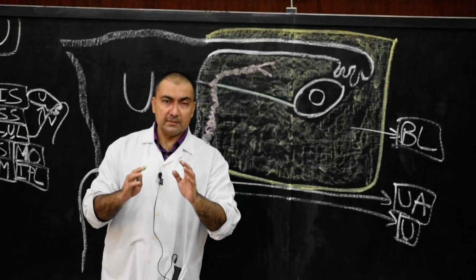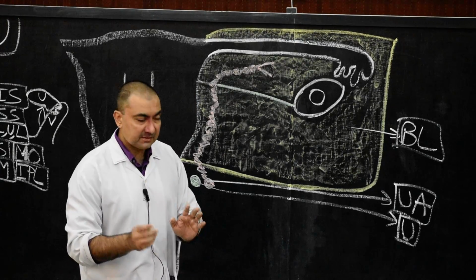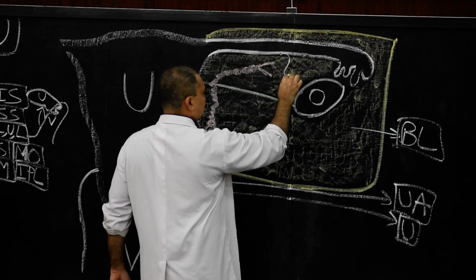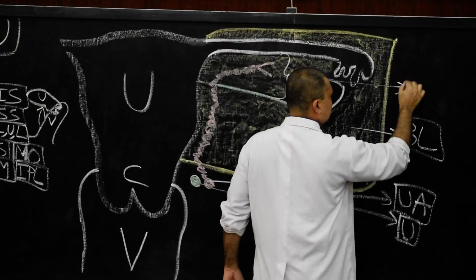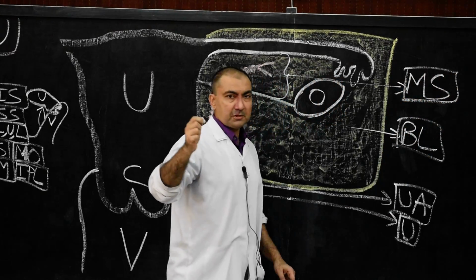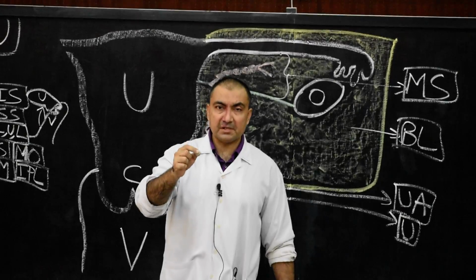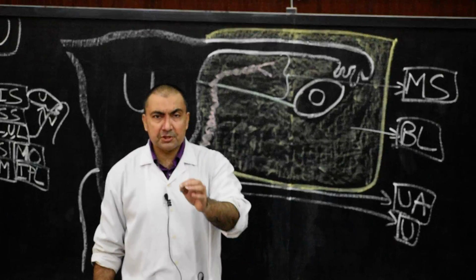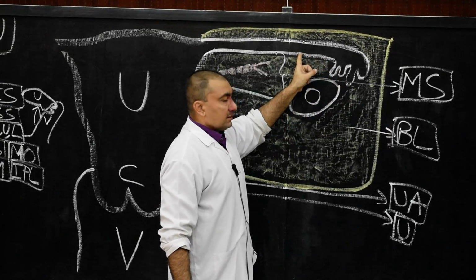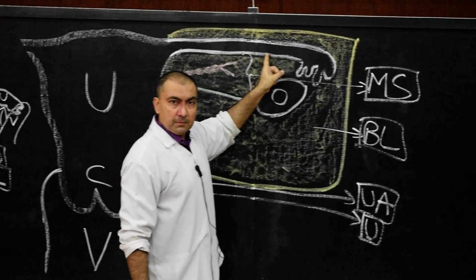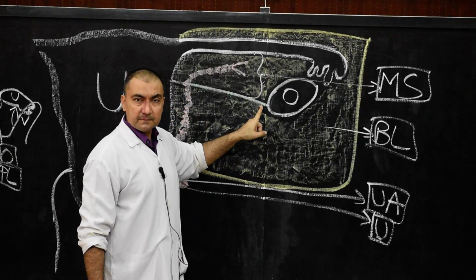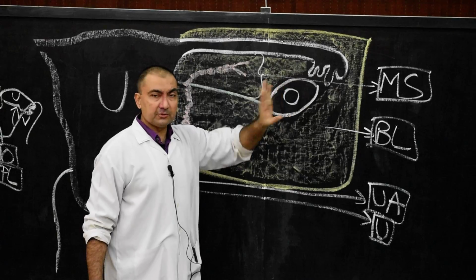In the subdivisions we come across the mesosalpinx. What is mesosalpinx? See here, this much area I will term as mesosalpinx. Sometimes you are asked in a question, what is mesosalpinx? The portion of the broad ligament which is present between the fallopian tube and the ligament of the ovary. That much portion will be known as mesosalpinx.